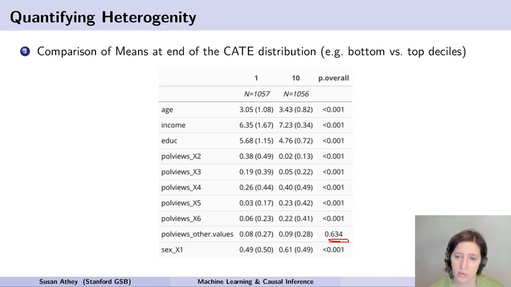Higher income people are in the highest decile. They're lower education, but it's not as big a gap here. And then we see with political views, the low political views are left-leaning and the high political views are right-leaning. The treatment effects are higher for the right-leaning people, and they're higher for men also.